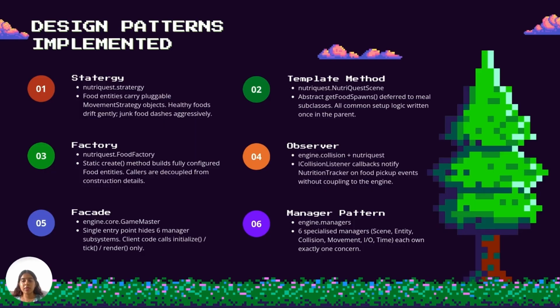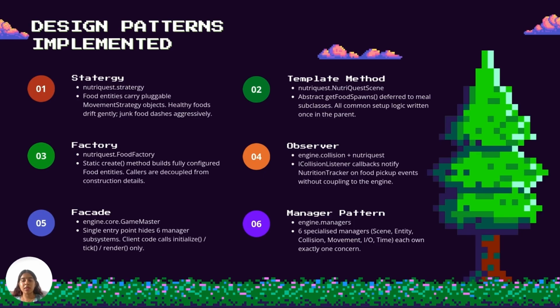Fourth, the observer pattern is used for event handling. The engine detects collisions and notifies listeners, while the systems, like scoring and quizzing, react independently. This keeps the game engine and logic loosely coupled. Fifth, the facade pattern is implemented through Game Master. It hides the complexity of initializing and wiring multiple managers, giving the game a single entry point to the engine.